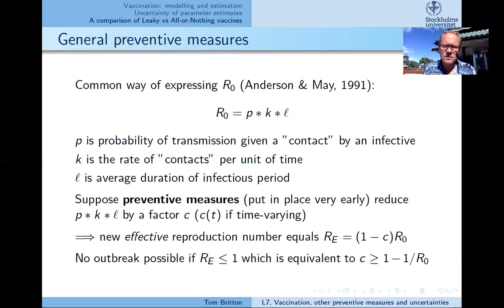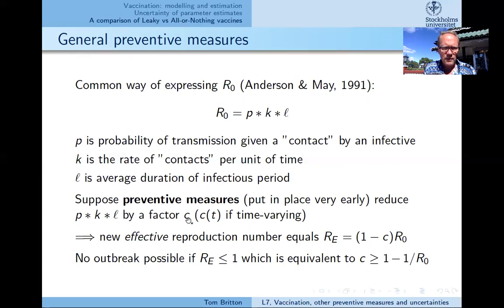Whereas for other diseases, for instance sexually transmitted infections, the contact is more clear cut. It's a sexual intercourse. But anyway, you can think of R0 as a product of these factors. And then when you think about preventive measures, you can aim at reducing the first one, the second one, or the third one, or of course all three of them.